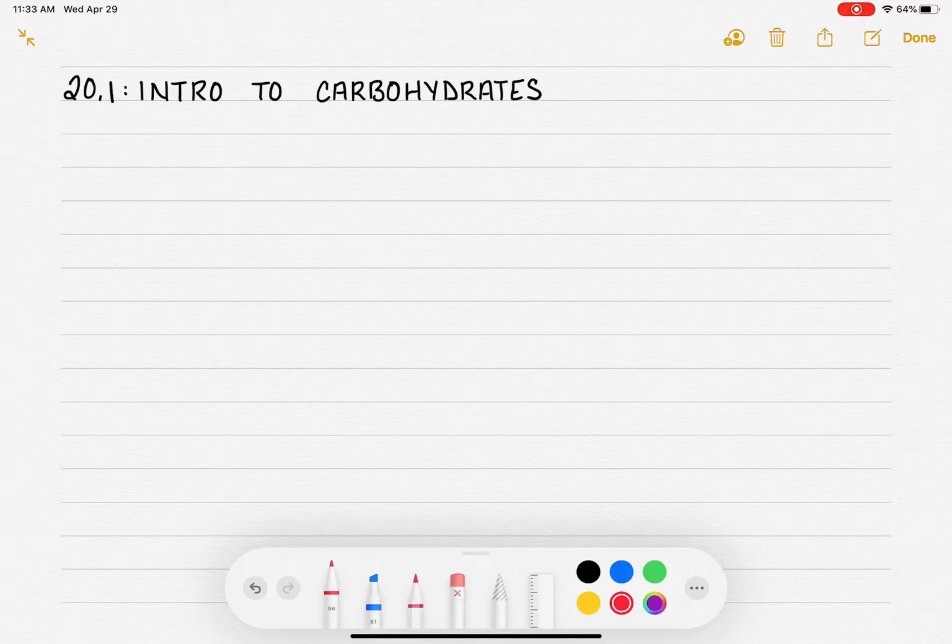So in chapter 20, we're going to be studying carbohydrates. And this first section, 20.1, Introduction to Carbohydrates, we're just going to define carbohydrates and look at some examples of different types of carbohydrates. Carbohydrate is what we would commonly call a sugar or a starch.